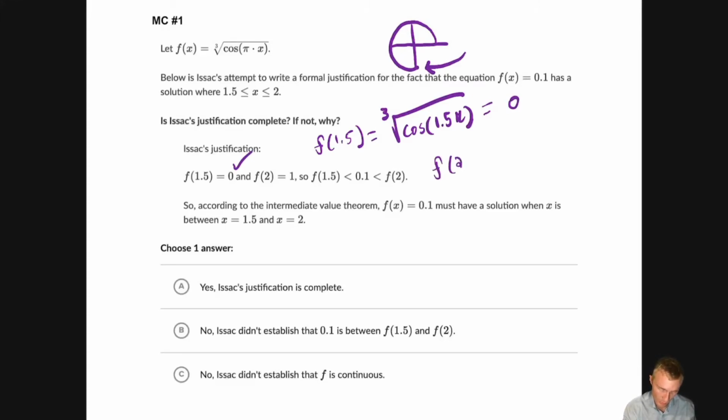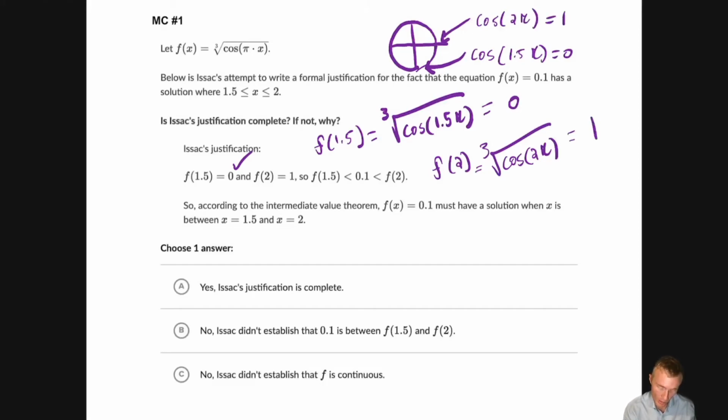F of 2 would be the cube root of the cosine of 2 pi. Cosine of 2 pi, now we're all the way around our unit circle. So the cosine of 1.5 pi equals 0, and the cosine of 2 pi equals 1. So this is the cube root of 1, which is 1. So those are correct. What actually never happens is Isaac never establishes that f of x is continuous. And it is. The cosine function is continuous, and the cube root of the cosine function is also continuous. So that was the problem with this one.